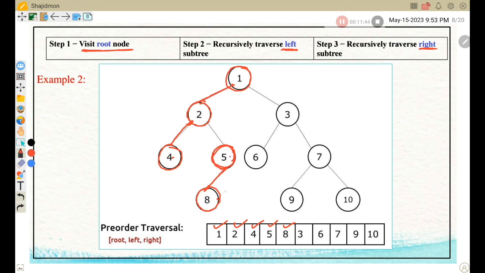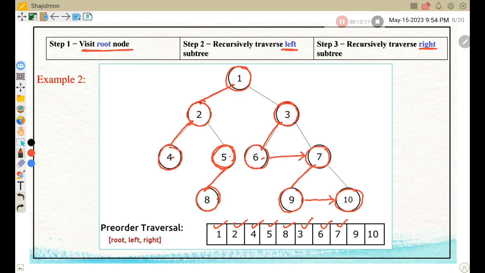Now after this we are going to the right subtree. The right subtree's first root is 3, correct? The first parent here is 3, where the subtree starts. So 3 we are visiting. After 3, the left vertex of 3 we need to visit, that means number 6. After 6 we will go to the right part, correct? See here the right vertex, that is 7. Now after vertex 7, we need to visit its left part, and then its right part, so that all the vertices are visited here.